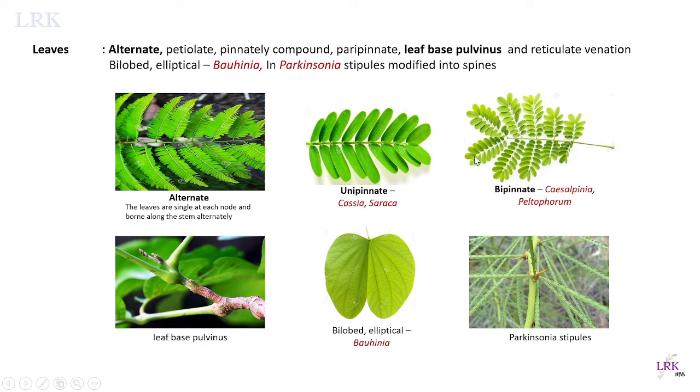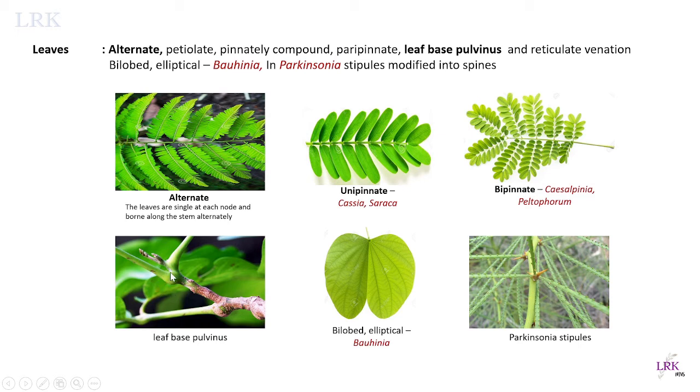The leaves are bipinnately compound in Caesalpinia and Peltophorum. What is a bipinnately compound leaf? If the primary rachis again divides and gives rise to a secondary rachis, and the leaflets are present over this secondary rachis, then we call it a bipinnately compound leaf. You can see here the leaflets are present on the primary rachis, but here the primary rachis is again divided into secondary rachis, and the leaflets are present on the secondary rachis. So these are bipinnately compound leaves, and these are seen in Caesalpinia and Peltophorum. And the leaf base is pulvinous. What is the pulvinous leaf base?